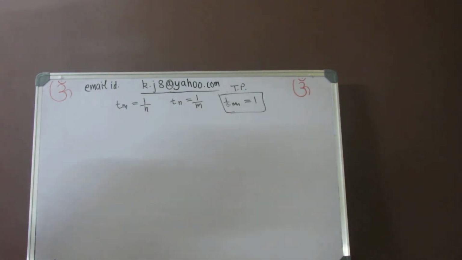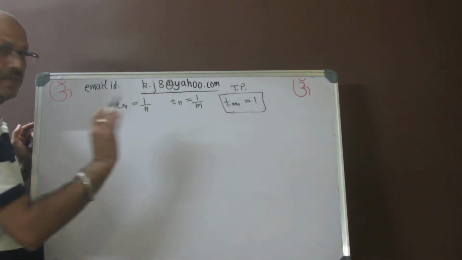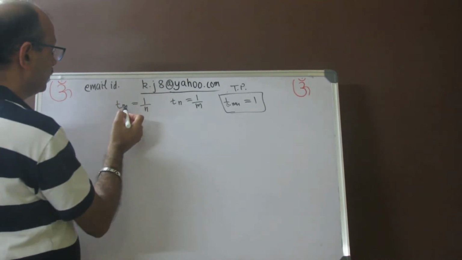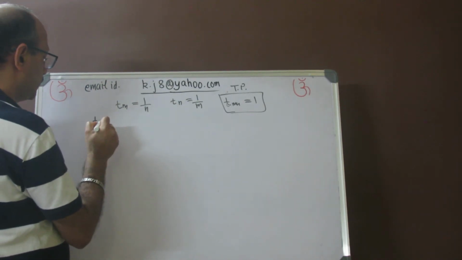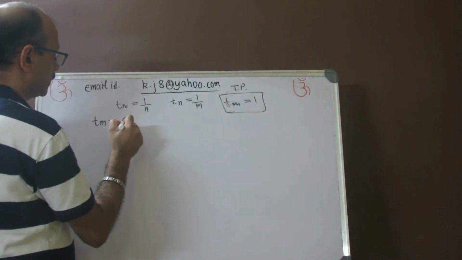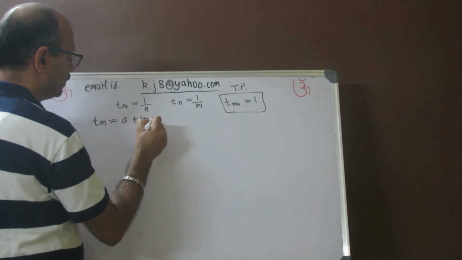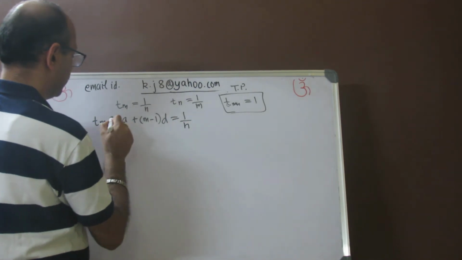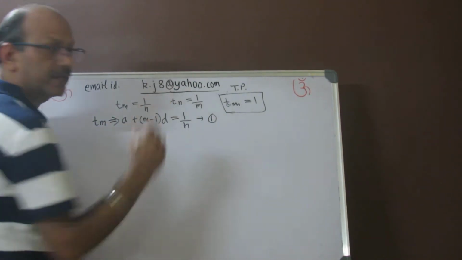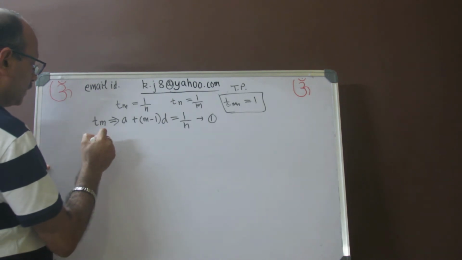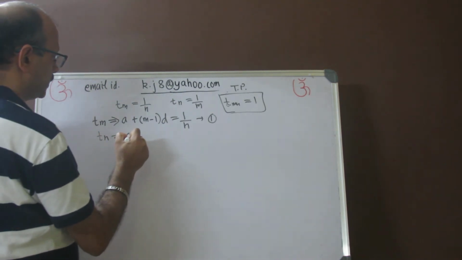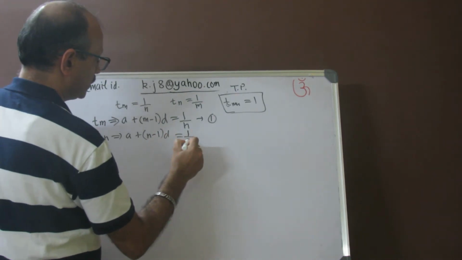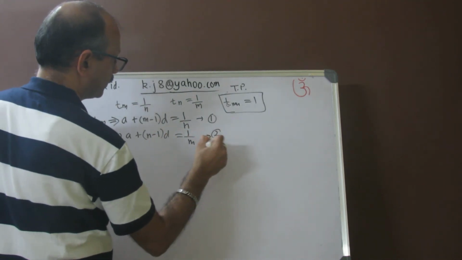It is the same thing which we did in the last question. So we will start with the general formula. Now instead of n, they have given me m. So my formula would be Tm equals a plus (m minus 1)d, which is equal to 1 by n. That's my first equation. And Tn again is a plus (n minus 1)d, which is equal to 1 by m.